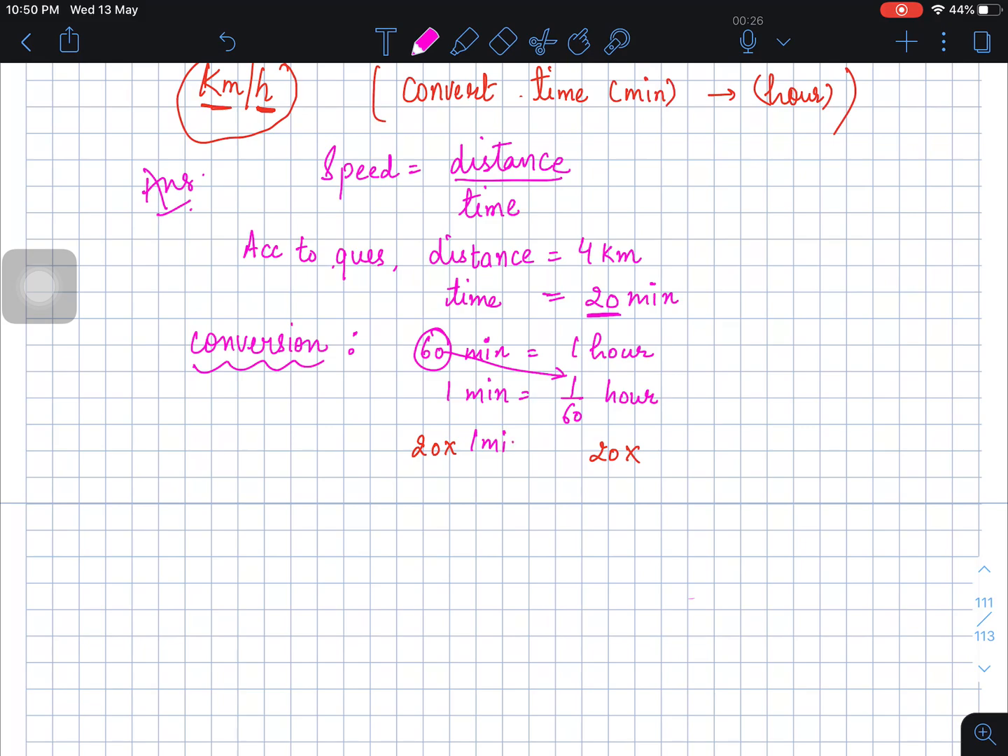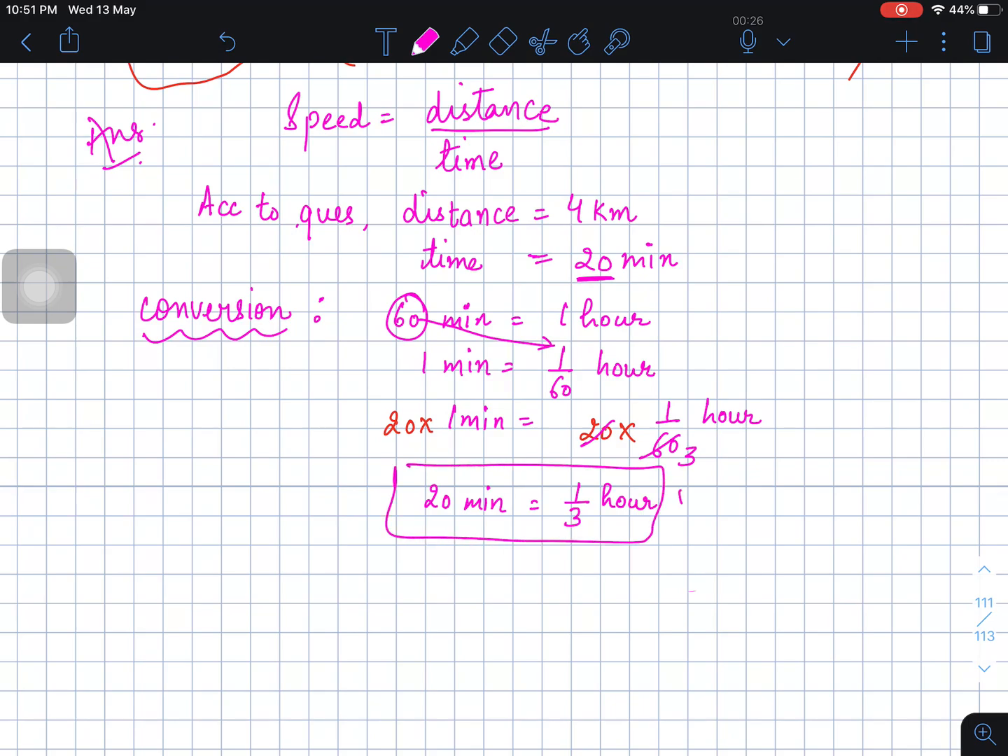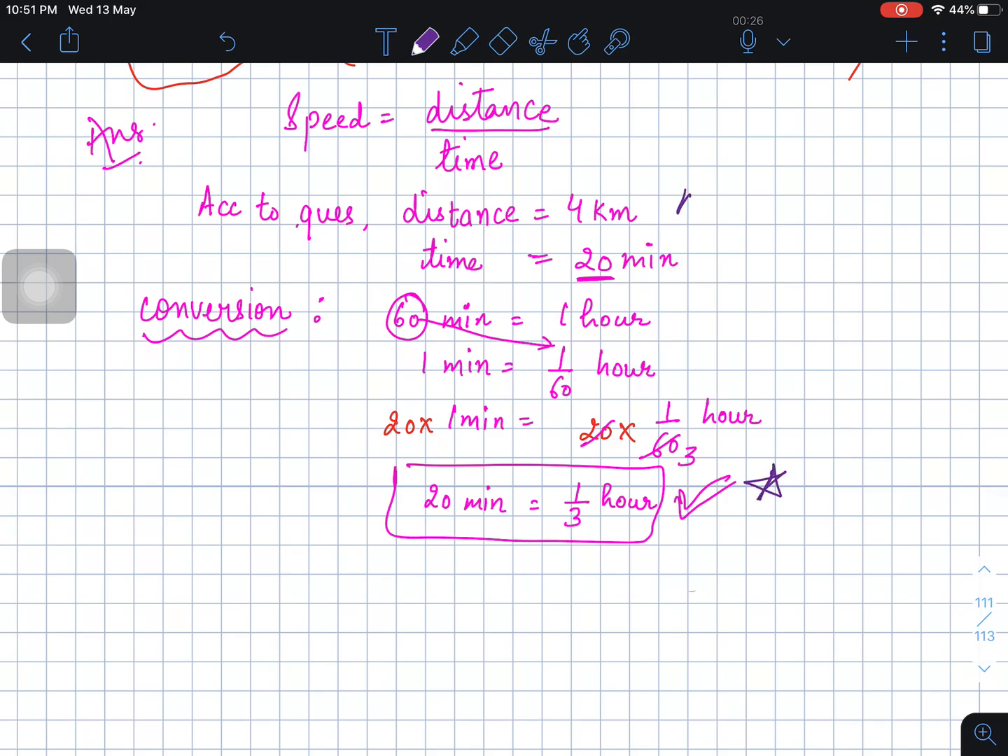So 20 into 1 minute and 20 into 1/60 hour. 20 into 1 minute is nothing but 20 minutes, and 20 into 1/60, you just cut this, you get 1/3, right? So 1/3 hour. So 20 minutes can be replaced by 1/3 hour. Now you put this value, and we have this value. So we will put these two values in this formula.